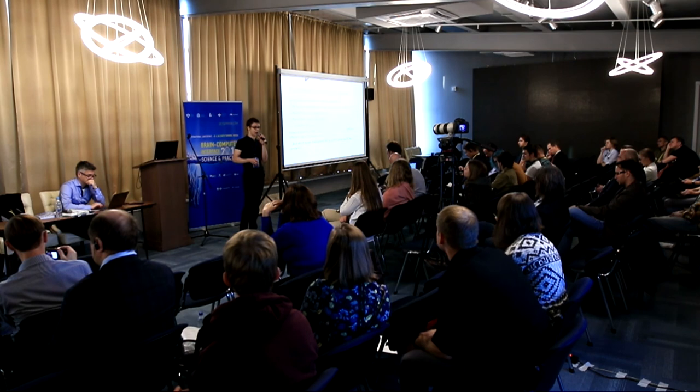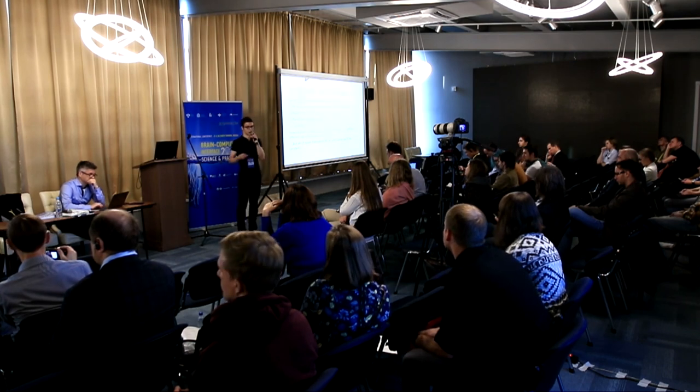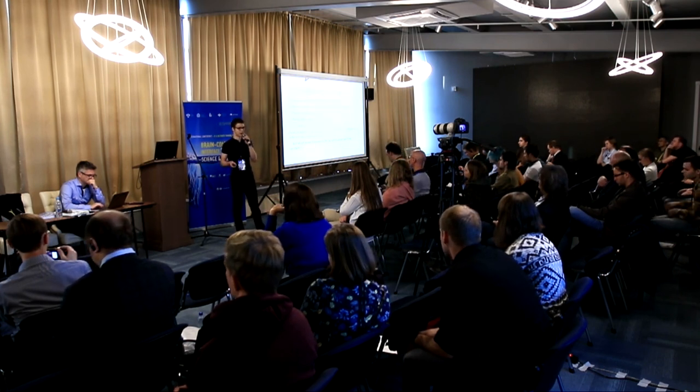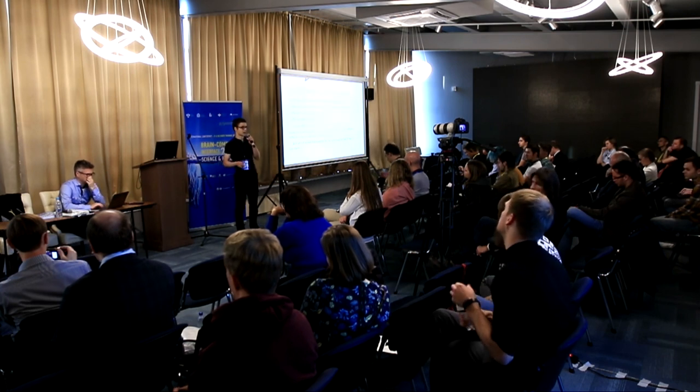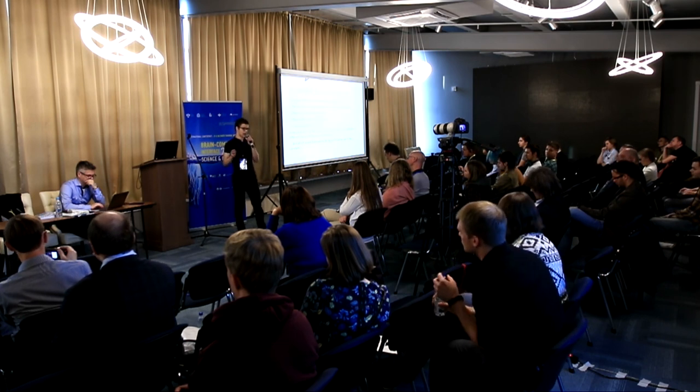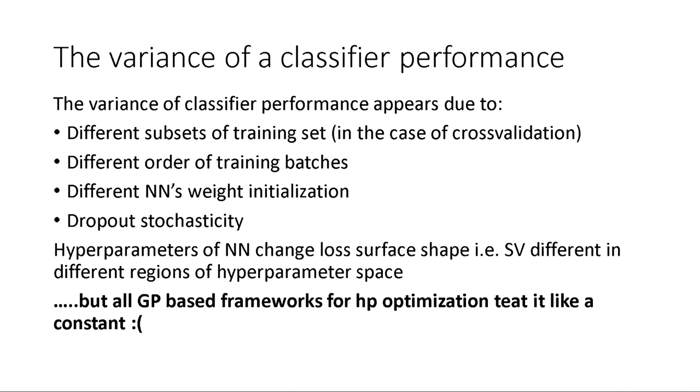The problem is that although the Gaussian process has been known for a really long time, all existing frameworks that allow you to optimize hyperparameters of your networks don't allow you to use a different sampling variance for different points of hyperparameter space. The problem is that if you try different values of hyperparameters, the shape of the loss surface of your network differs. And that's why the variance of your classifier performance is different in different regions of hyperparameter space.